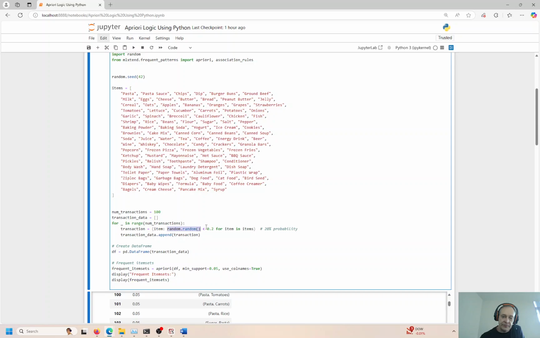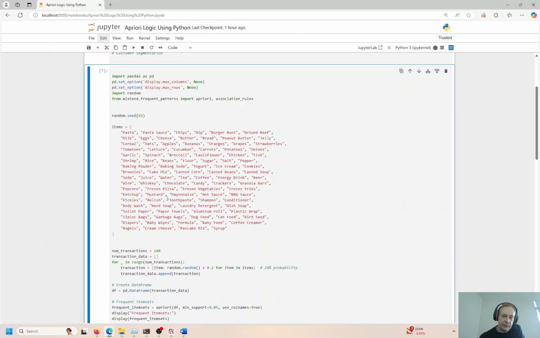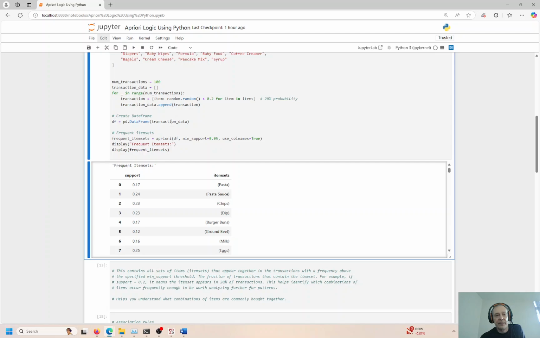And for anything less than 0.2, it has a relationship of 0.2, 20%. We are going to append that to this transaction data list right here. This is the list. Okay, so we're going to go ahead and run this and then display the results. So Control Enter to run the cell in your Jupyter notebook, and we'll see what we get. Okay, it's done. Nice, pretty fast, very seamless.